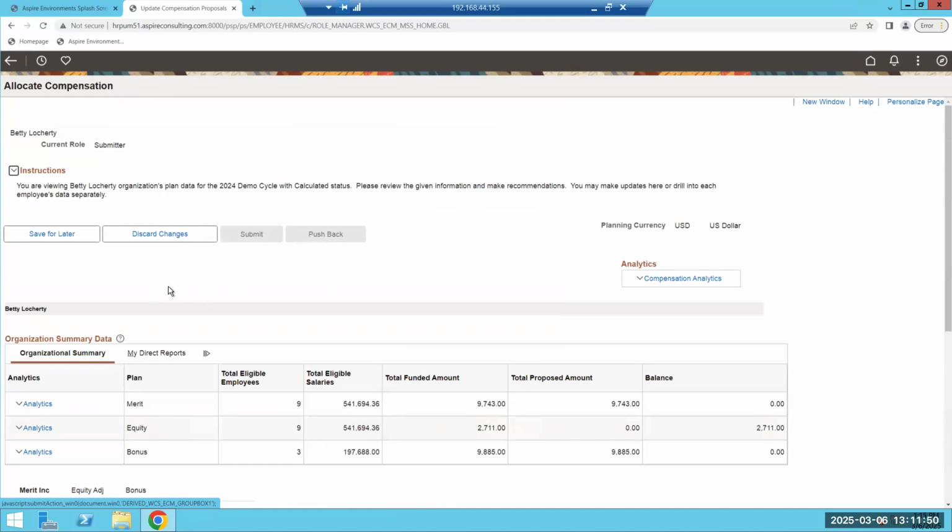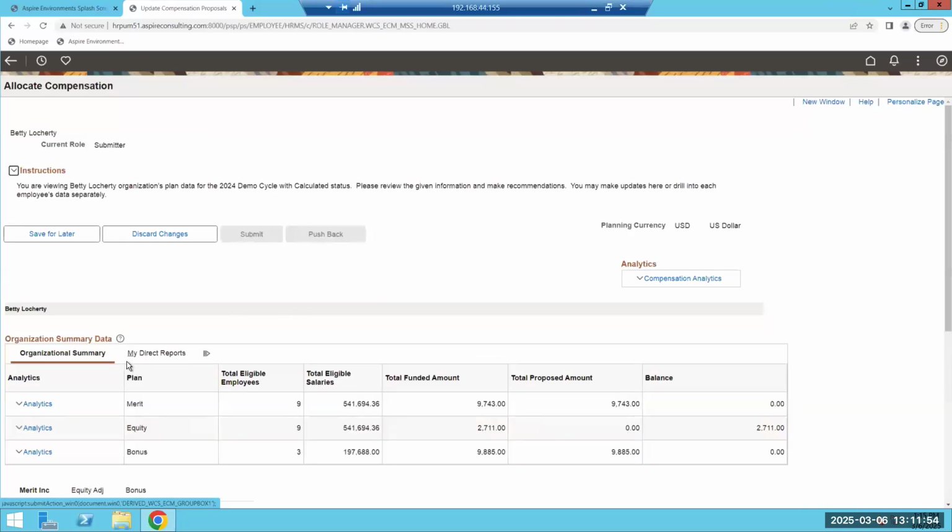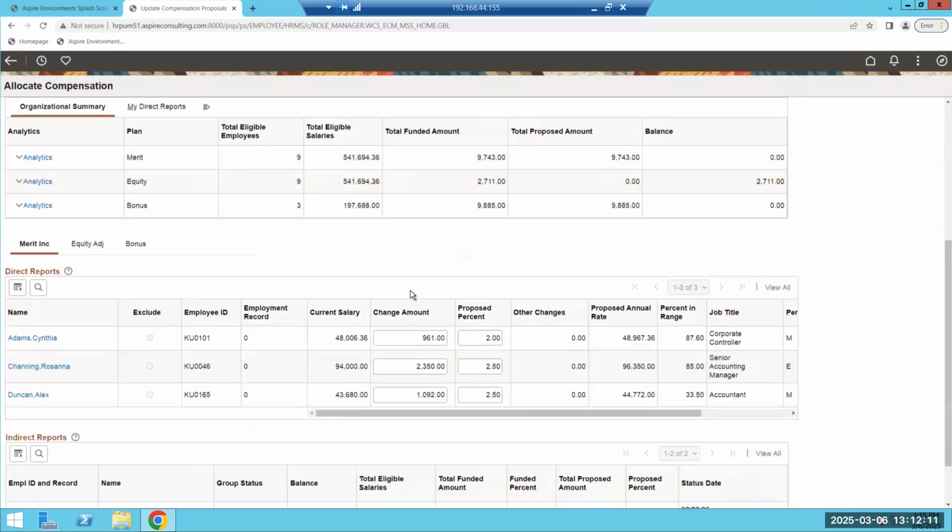And so basically we see here that we're in Betty's view, and we can see some organizational totals here. We can see totals for Betty's direct reports. Here's the actual planning for Betty's direct reports where we could make changes.